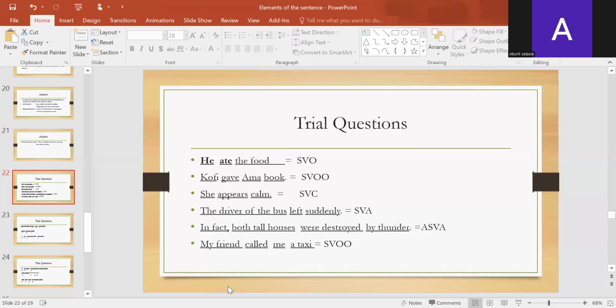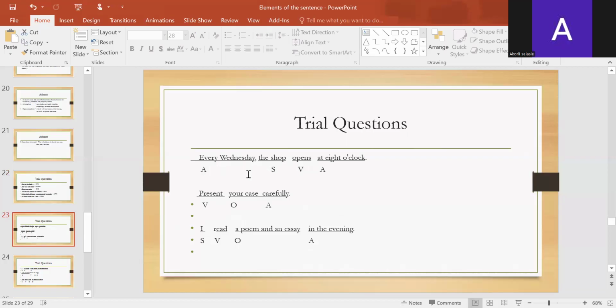So, my friend called me a taxi. He called a taxi for me. See, my friend called me. He called me a taxi. He called for me a taxi. My friend called for me a taxi. SVOO. See, the verb called has two objects, me and taxi, following the verb. So this won't be too difficult.